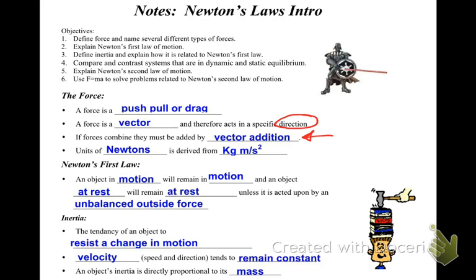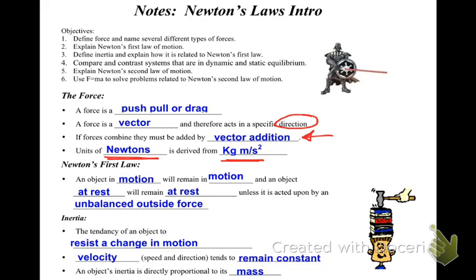If forces combine, they have to be added using vector addition, which is our following unit. So I'm just going to tell you right now that if forces combine, you have to add them using vector addition. You can't just simply add them algebraically. It all depends on how they're oriented. And the units for force are newtons, which are kilograms meters per second squared. And you'll see where this particular value comes into play when we talk about Newton's second law.